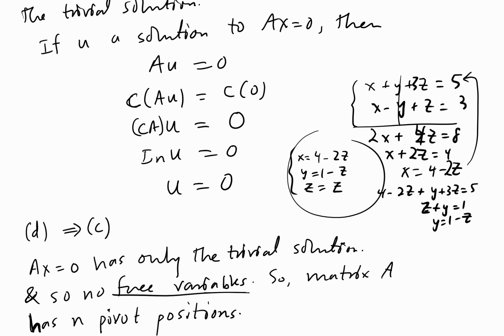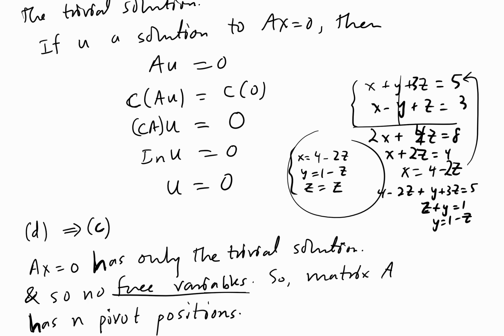We don't have any free variables. So in each column, we're going to have what? A pivot number, right? In each column. So it proves itself. That's what C, we wanted C.